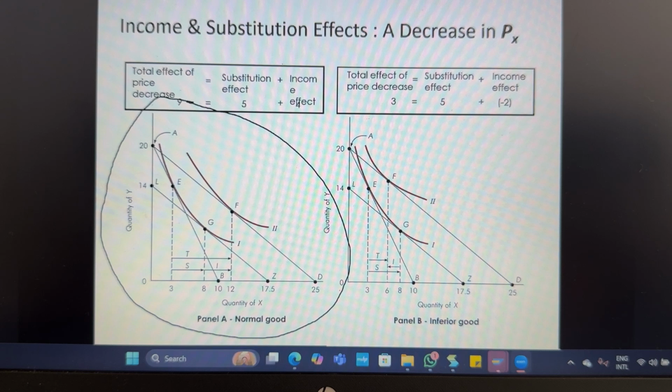12. Then the total increase in the demand, how much? 3 to 12. I also use the same numbers, right? 9. So that is called the total effect of the price change, or price decrease. It is mentioned here, right? So number 9 here. Can you notice this one? Yes.